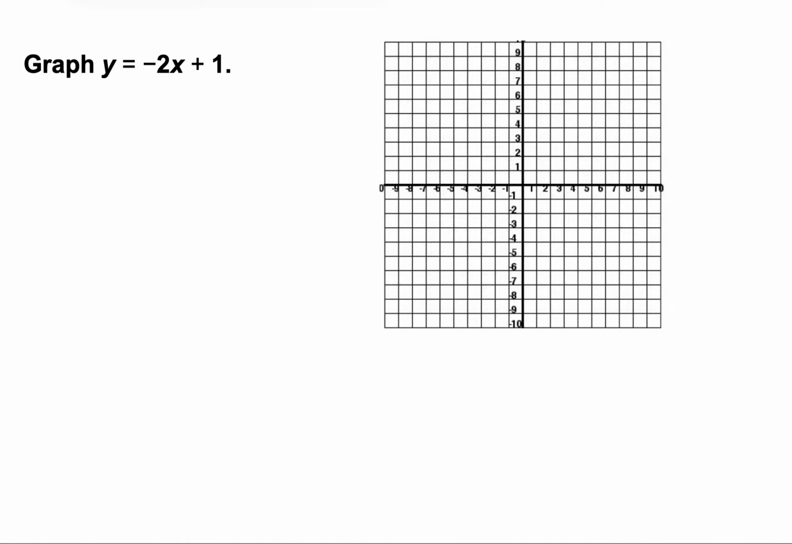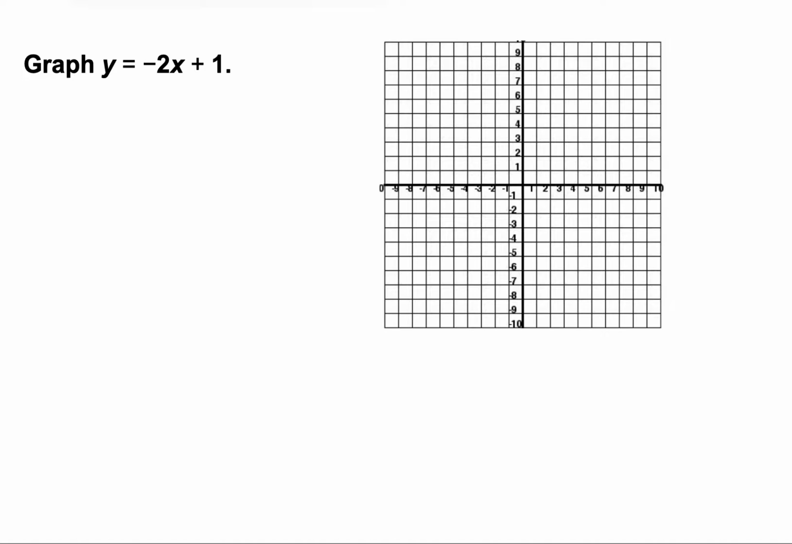So let's take a look at our first problem. It says graph y equals negative 2x plus 1. So looking at that equation, I know it's linear. It doesn't have any exponents on either the y or the x. As long as you have a regular y and a regular x, you're going to have a graph that's a straight line. So as we're doing our work today, if you have something that's not a straight line and you have no exponents, then there's a mistake in there somewhere.